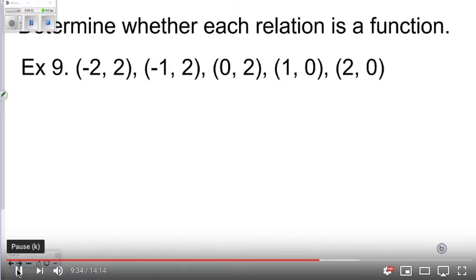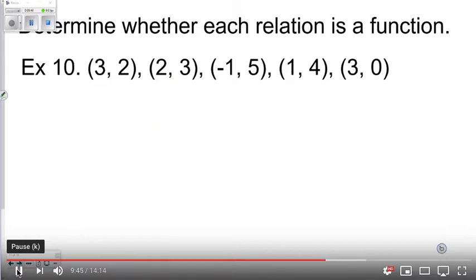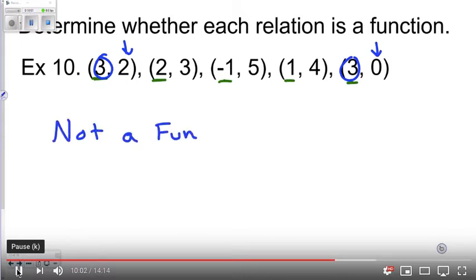So in order to determine if a group of ordered pairs is a function, you look at the x values. See if any of those x values repeat. If they do not repeat, it is a function. So none of these are repeating, so this one is a function. On example 10, we have two 3s here. Each 3 has its own y value. If those y values are different, it is not a function. If those y values were the same, it would be a function.